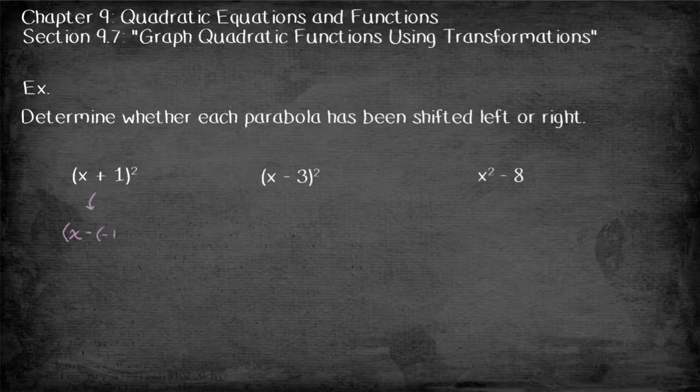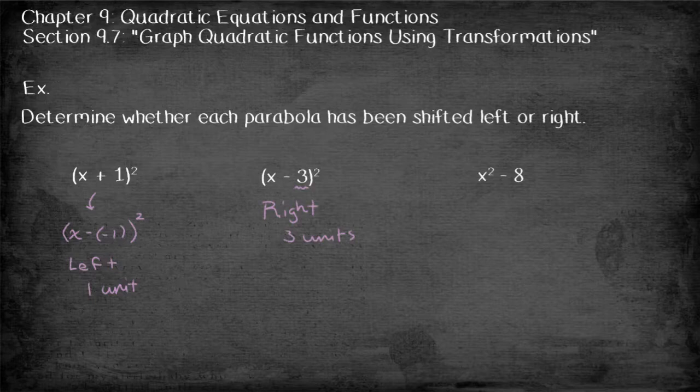X plus 1 we really want to write as x minus negative 1. So we see that we're subtracting a negative number, which means, according to what we just talked about, this graph is moved to the left 1 unit. But over here, we're subtracting a positive number. So this second function has been shifted to the right by 3 units.